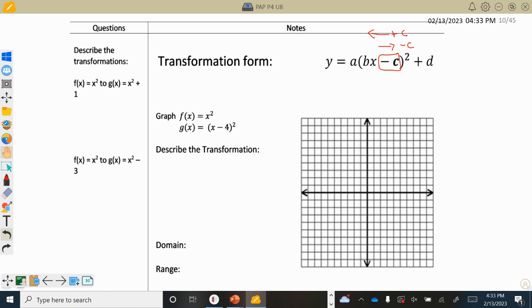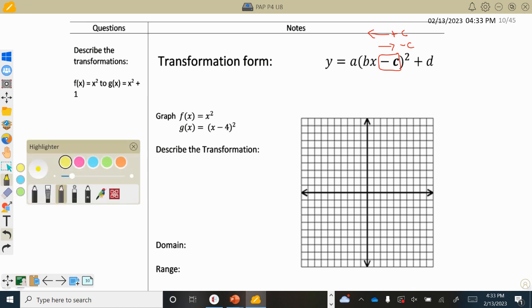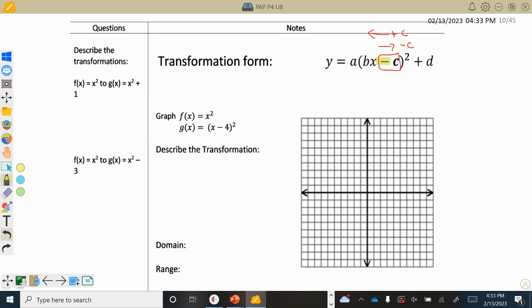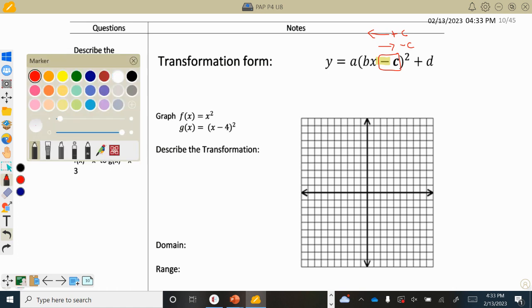So even though it says it's a plus something inside the parentheses, it's actually going to go to the left, to the negative side. The reason for that is because of this negative in our formula right here. So when we have a negative x value for our vertex, it's going to be a negative, which makes it positive.